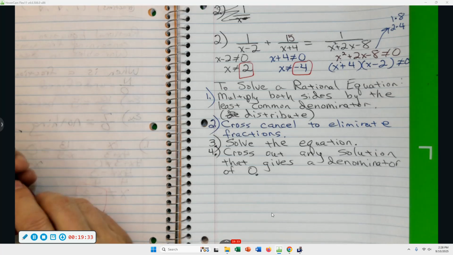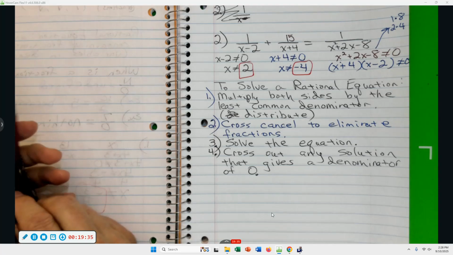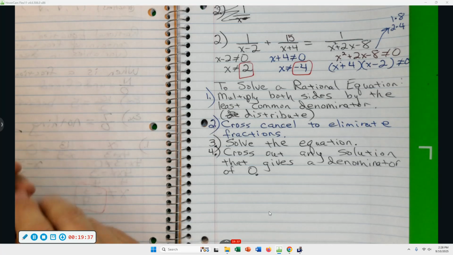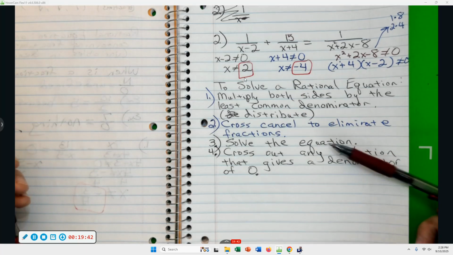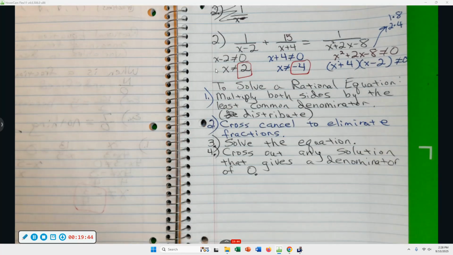And with that in mind, we can't just keep having the problems, what numbers can't be solutions. We're going to have to start solving these things. So let's look at number 4.